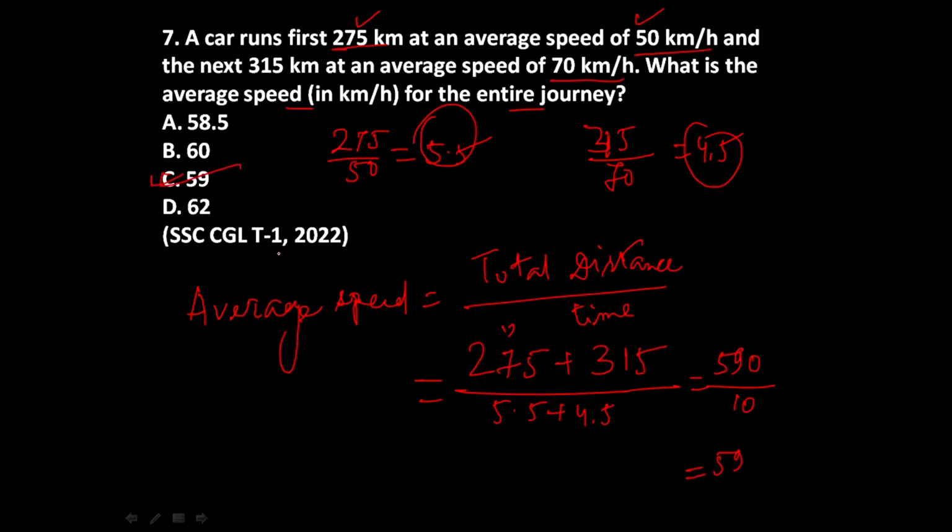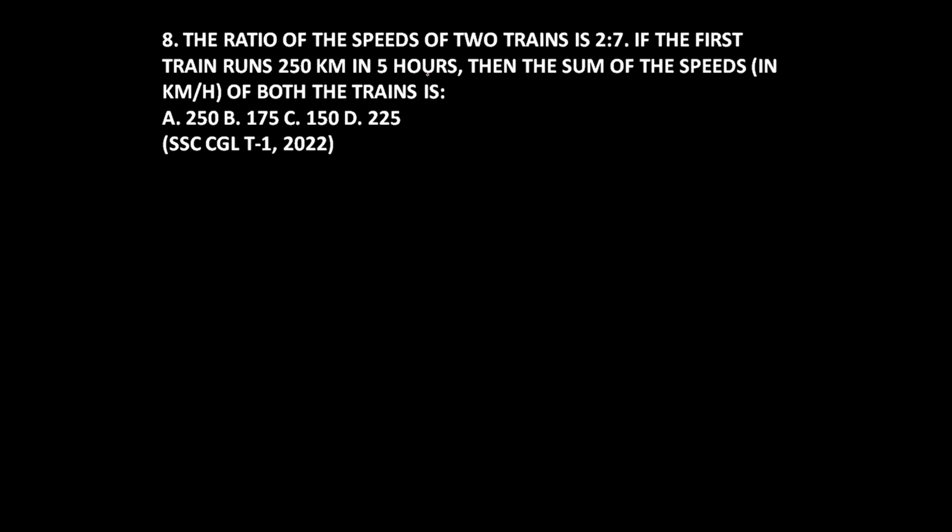Clear? It was the easy one. Moving to the next one. Number 8 says the ratio of speeds of two trains is 2:7. If the first train runs 250 km in 5 hours, then what is the sum of the speeds in km per hour of both trains? So it's an easy one. It was asked in CGL Tier 1 2022. Although it's an easy one, how will we solve it?